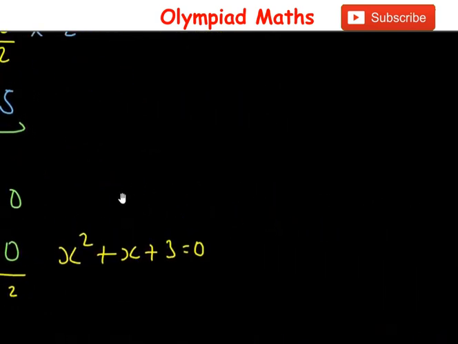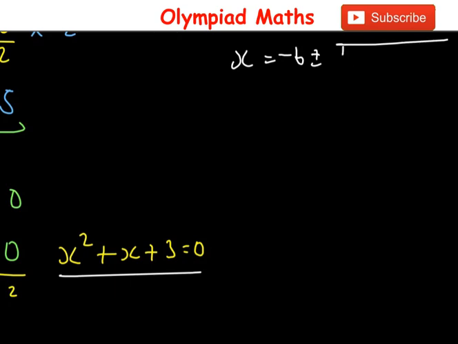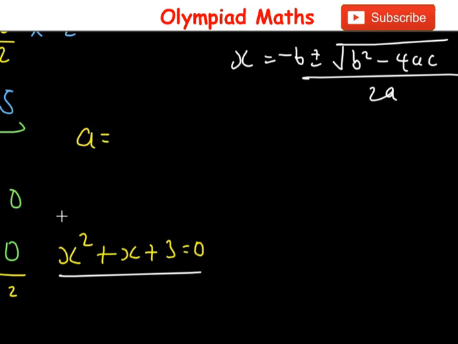Now, looking at this equation, we have a quadratic equation. So to solve this, we're going to make use of the quadratic formula, which is given by x equals minus b plus or minus square root b squared minus 4ac all over 2a. And in this case, the value of a is the coefficient of x squared, which is 1. The value of b is the coefficient of x, plus 1. The value of c is the constant, which is simply plus 3. So input this into the formula.